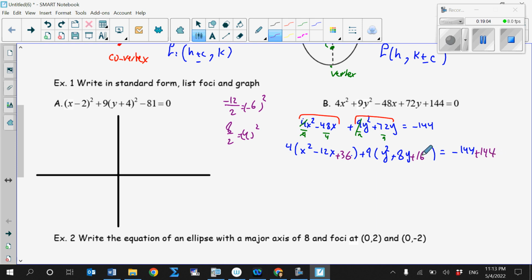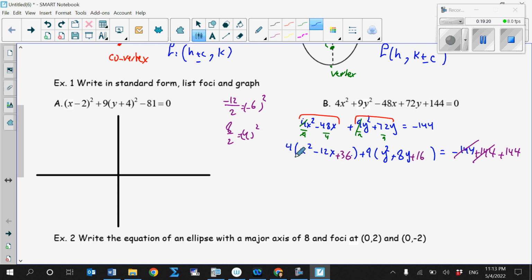Again, the same thing here. I didn't add 16. I added 9 times 16. So I do the same thing on the right side. It's again 144. Okay. Now, if we simplify, these two cancel, and we'll have only 144 on the left side.